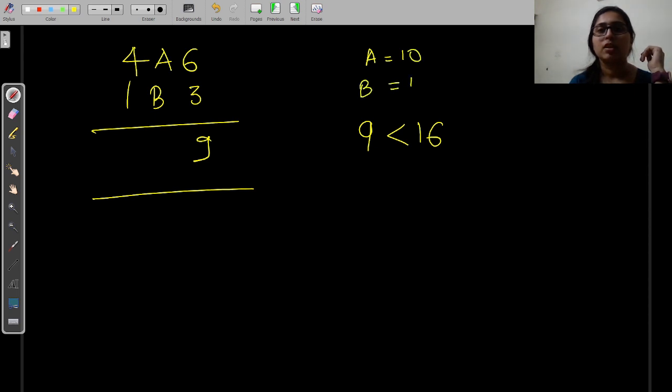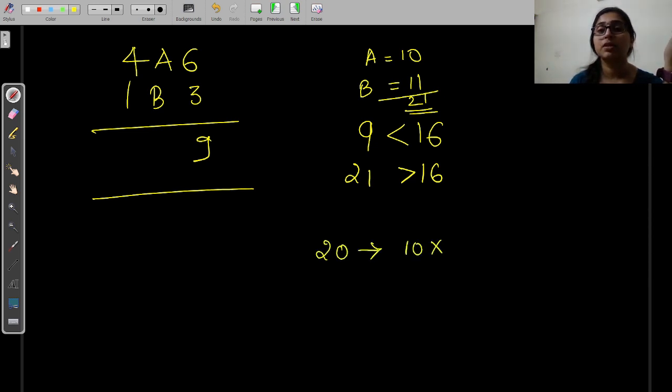B is 11. So if you add these two, you are going to get 21. 21 is greater than 16. So now what you have to do? You have to use the technique that we have already used in the octal, binary and the decimal system. If you are getting 20, how can I write 10? In the decimal system, I can write 10 into 2 plus 0.